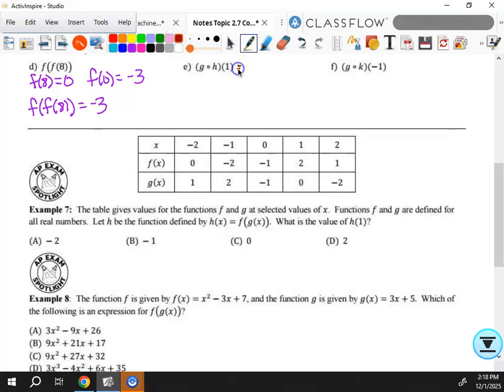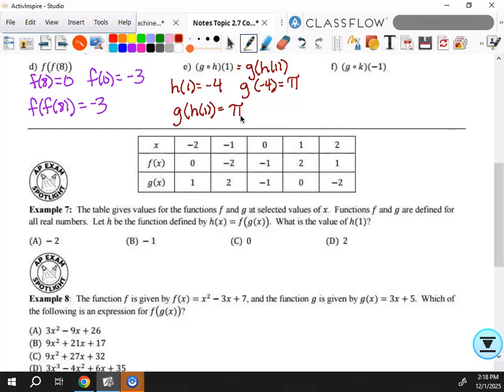Here I'm going to rewrite this as g of h of 1. What is h of 1? Negative 4. Then g of negative 4 is pi. So g of h of 1 is pi. We still good?